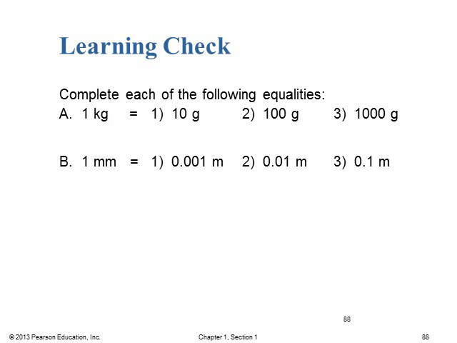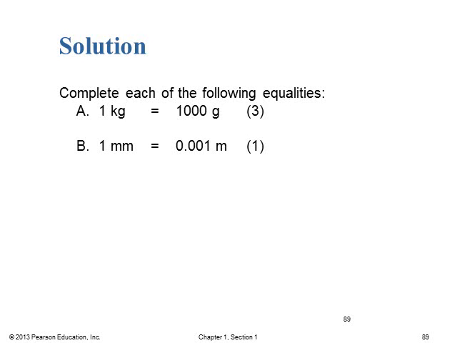All right, and in this learning check, complete each of the following equalities. So in number 1, 1 kilogram. So we're going in the opposite way. We're trying to get to grams. So if you remember, we said that it takes 1,000 grams to equal 1 kilogram. So it's going to be choice 3, 1,000. And then 1 millimeter is equal to, so we're going in the opposite direction. So a millimeter is 1/1000th of a meter. So 1/1000th is selection 1, 0.001. And there again, the solution.